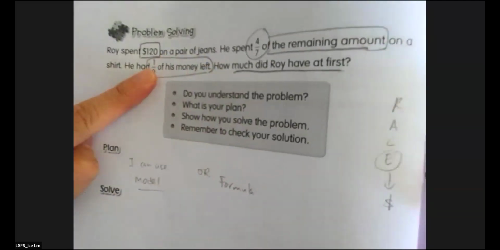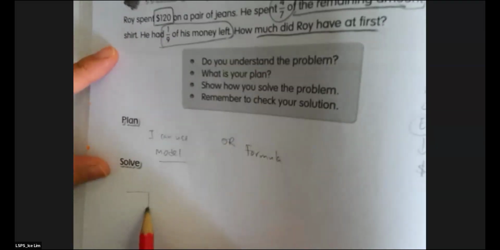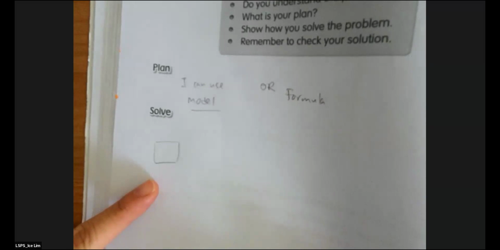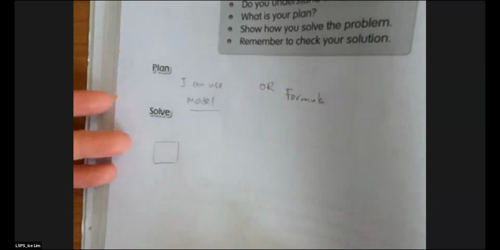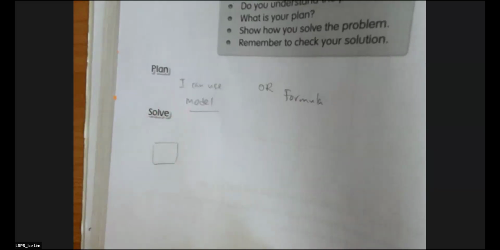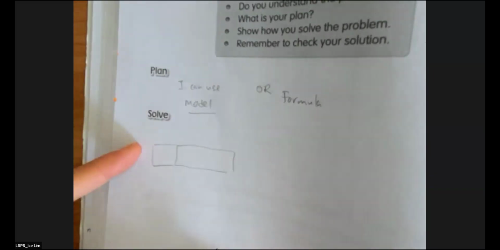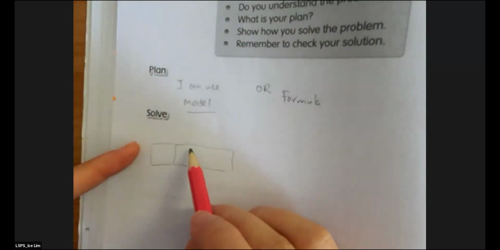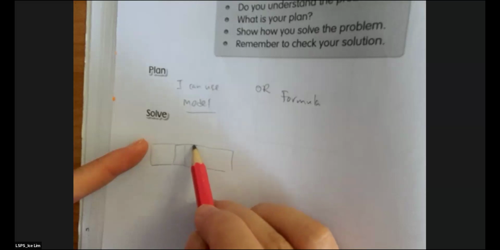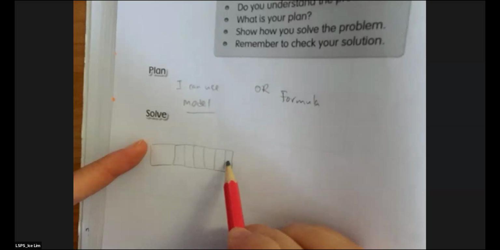Then if I were to draw a model, right? This $120, I don't know what fraction this is. I don't know what size this is. No idea at all, okay? So to draw a model, is it going to work out? A bit hard. I only know the remaining amount is 7 units. So the remaining amount is supposed to be 7 units. 1, 2, 3, 4, 5, 6, 7.